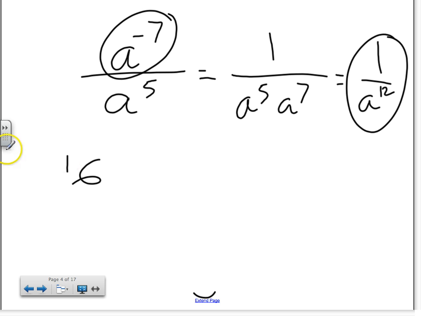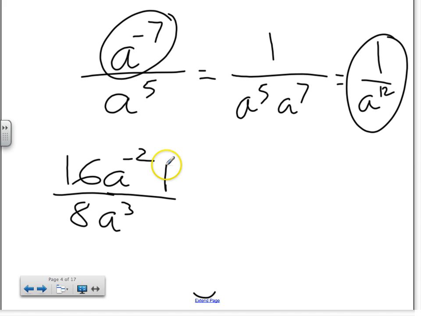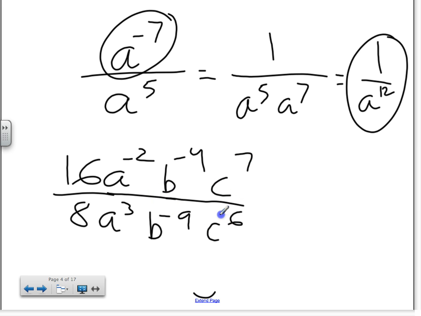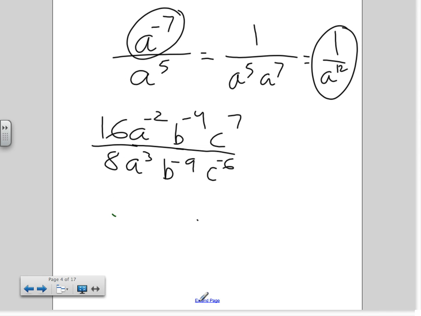I have 16 over 8, and I have a to the negative 2nd, a to the 3rd, b to the negative 4th, b to the negative 9, c to the 7, and c to the negative 6. Okay, so I give you this complex problem, and you're going to probably just hate me for it, but fine. Go ahead and hate me all you want. But take a look at this one right here.